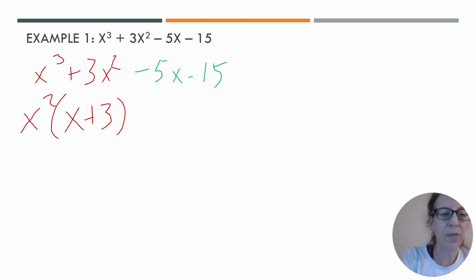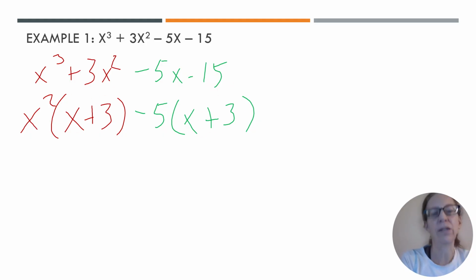Then you would do the same thing over here. You would look at the negative 5x and the negative 15 and say, well, what do they have in common? Well, in this case, they have in common a negative 5. And then you would ask yourself this, negative 5 times what would give me negative 5x? That would be x. And then negative 5 times what would give me negative 15? Well, that would be a positive 3. Okay, now what you notice here is that we actually have an x plus 3 in common.